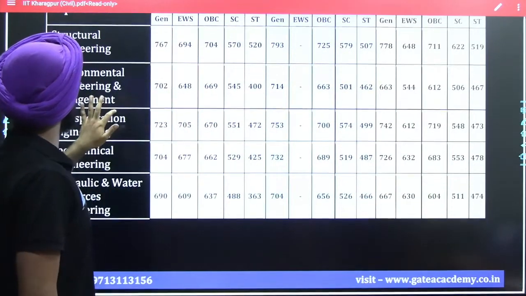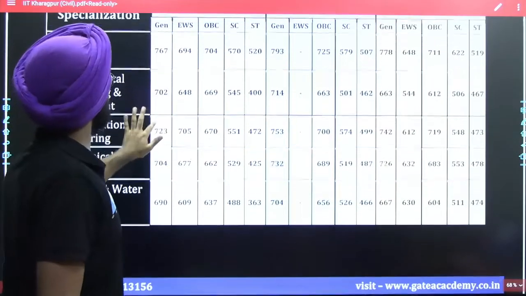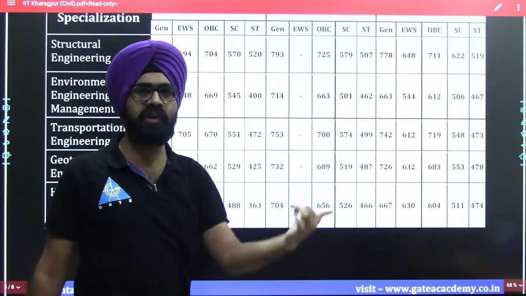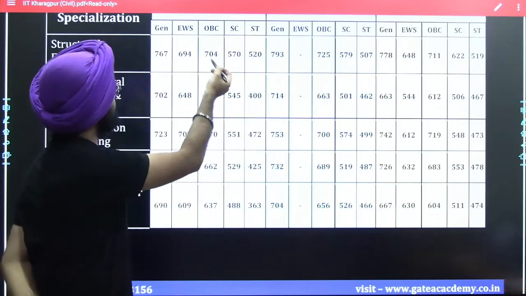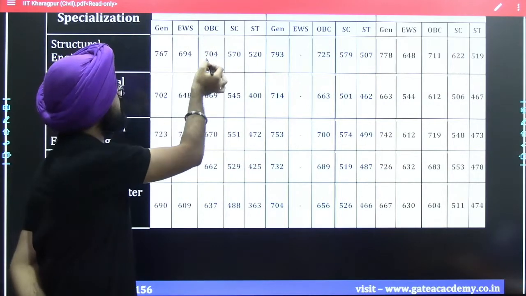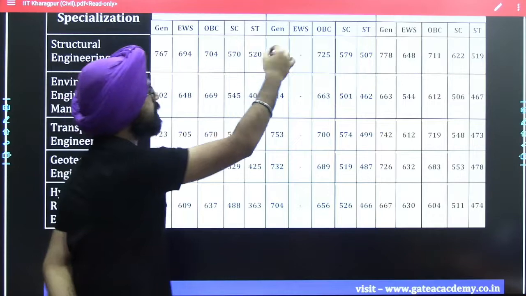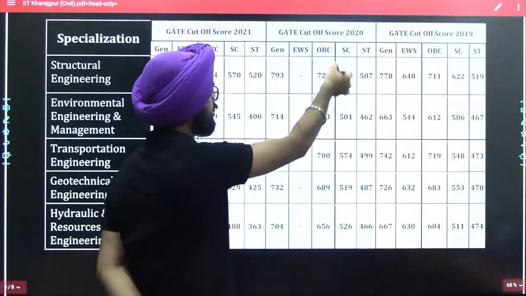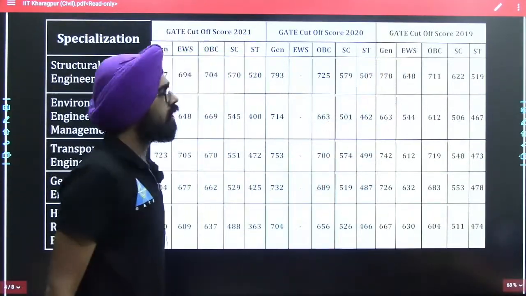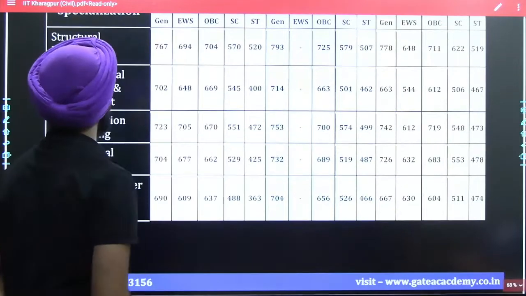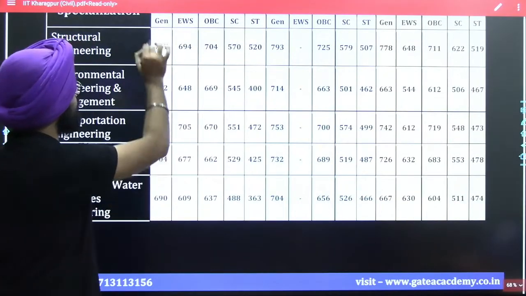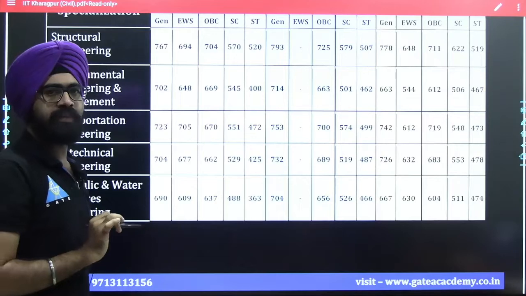Now moving further into environmental engineering. This particular score was with respect to general category. In this table, you can see EWS quota, OBC, SC, ST. Similarly, for each and every year, the table is divided by category. Now moving towards environmental engineering, the minimum cutoff was 702 in GATE.